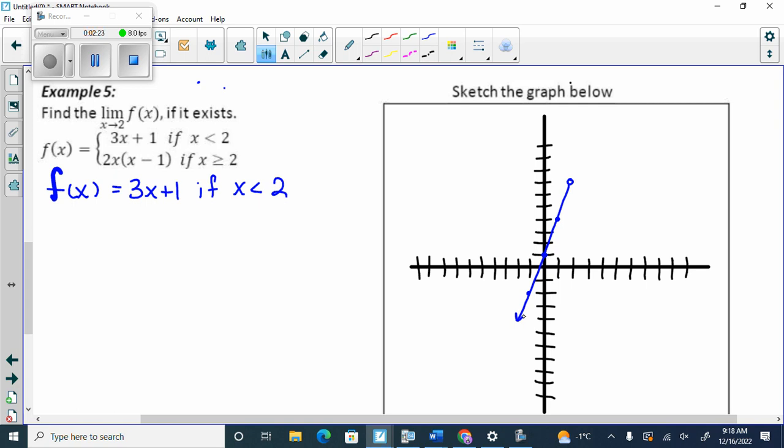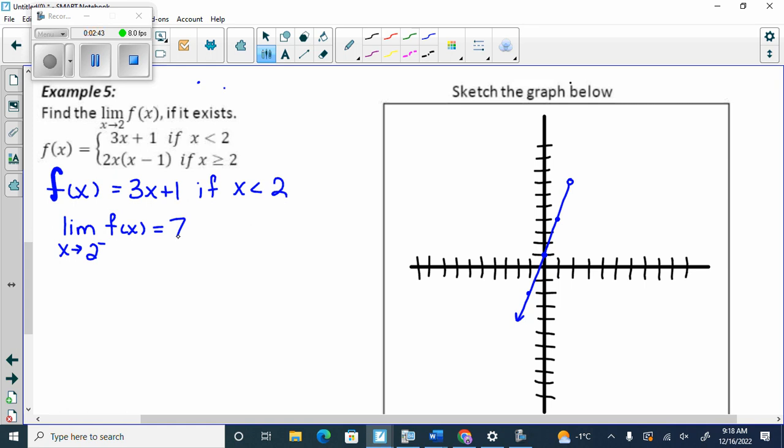So from that graph, we can say, okay, the limit as x approaches 2 from the left of f of x equals what? 7. We'll do the algebraic process after.